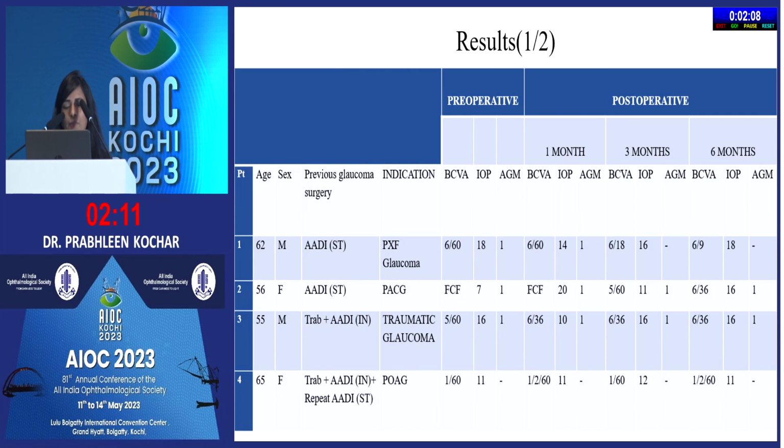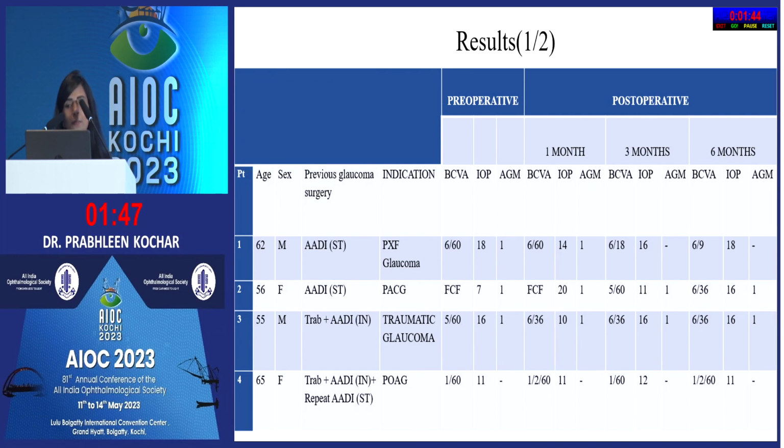So coming to the results, the 4 patients were in the age group of 55 to 65 years. All had a prior GDD in situ. One patient had a trabeculectomy followed by GDD, and another patient had a trabeculectomy followed by double consecutive GDDs. The indication in all the 4 cases was different, being PXF glaucoma, primary angle closure glaucoma, primary open angle glaucoma, and traumatic glaucoma.